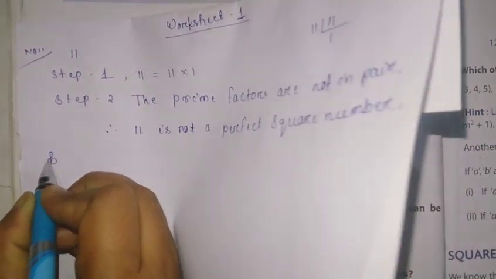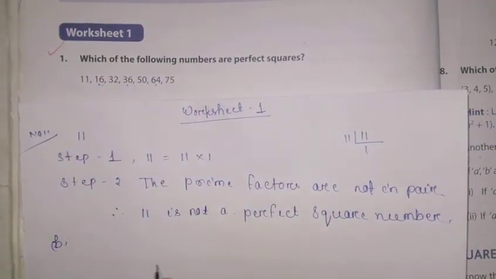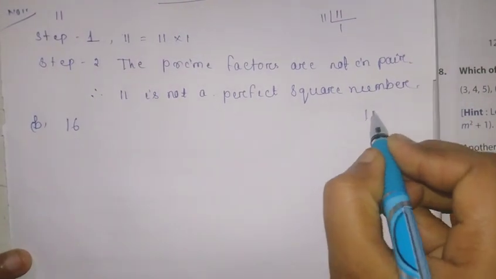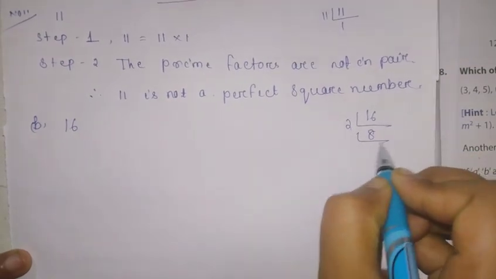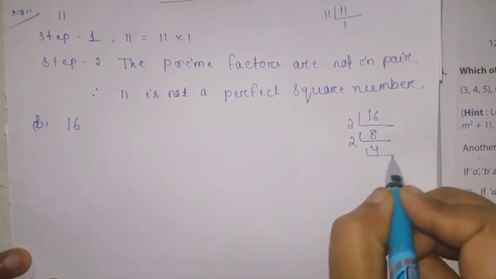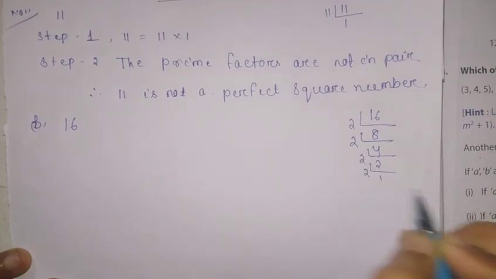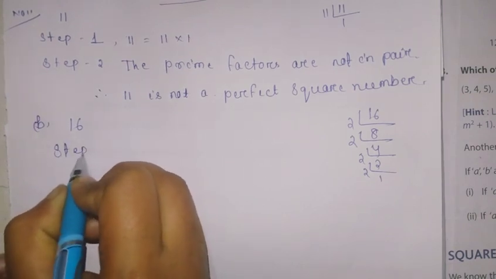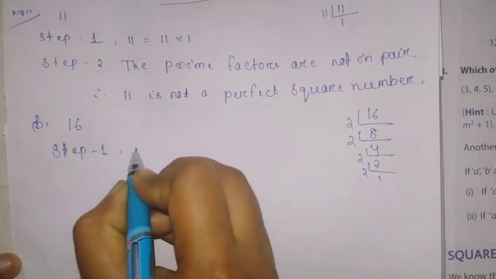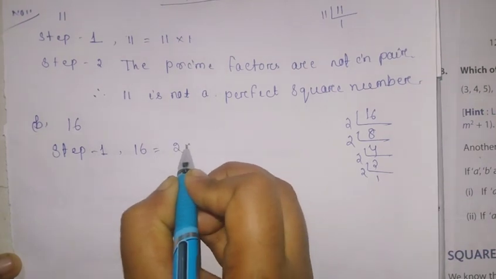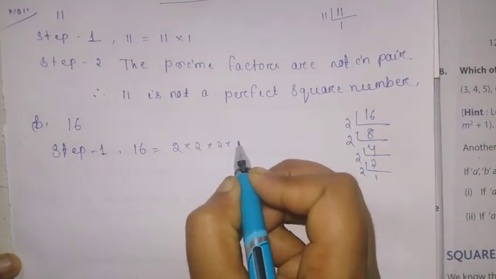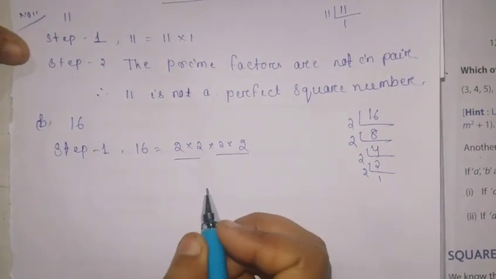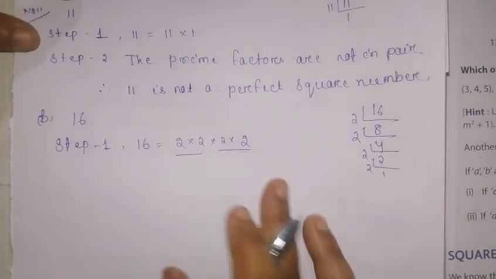Then we solve B. 16. First we find its prime factorization. 2 8s are 16, then 2 4s are 8, then 2 2s are 4, then 2 1s are 2. Step 1, 16 equal 2 into 2 into 2 into 2. Then we make its pair. The prime factors are in pair.